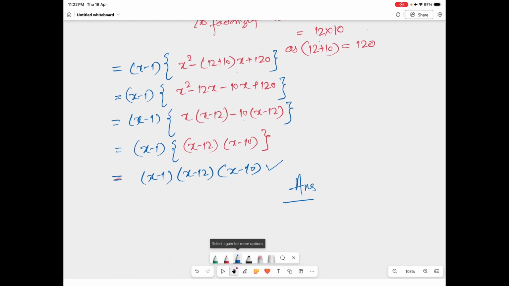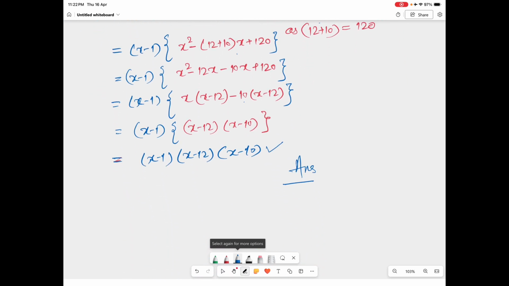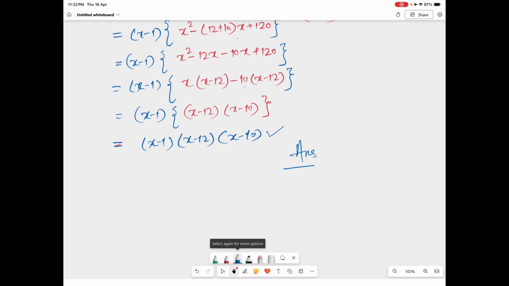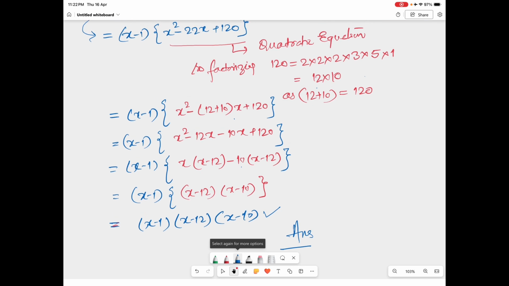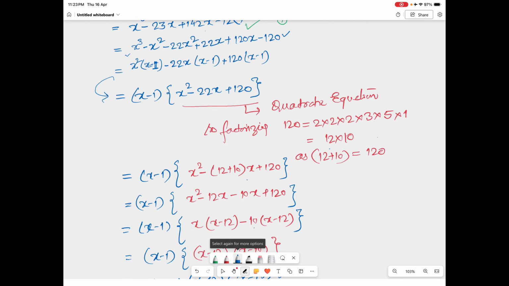So in my last video, I will cover most of the examples of quadratic and cubic polynomials and do the factorization so that you understand this. So my next video will cover the solved and the unsolved examples for understanding.